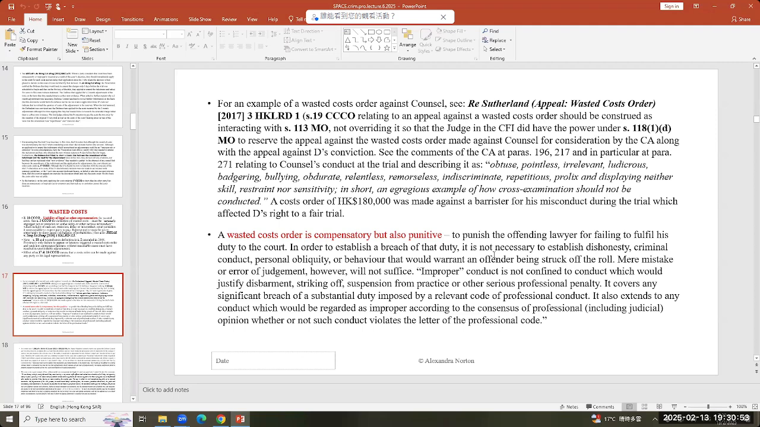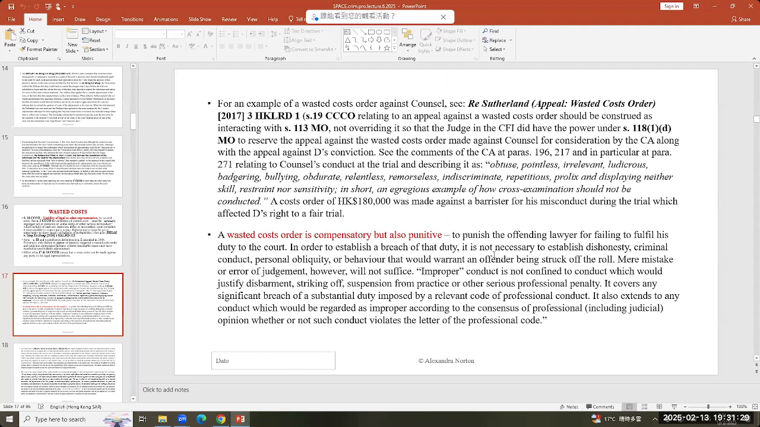And the Court of Appeal described his conduct as obtuse, pointless, irrelevant, ludicrous, badgering, bullying, obdurate, relentless, remorseless, indiscriminate, repetitious, prolix, and displaying neither skill, restraint, nor sensitivity. In short, an egregious example of how cross-examination should not be conducted. So that's why I say that it's worth taking a look at, because it is very rare for the court to be so critical of defense counsel.